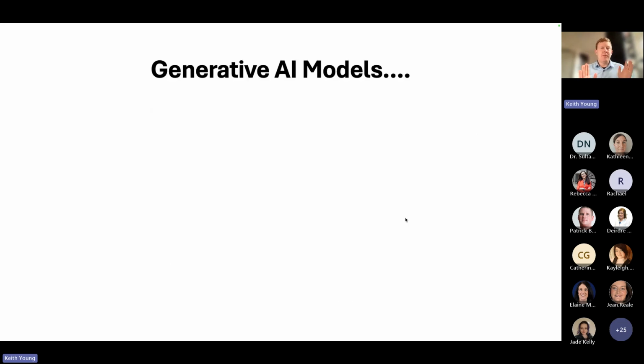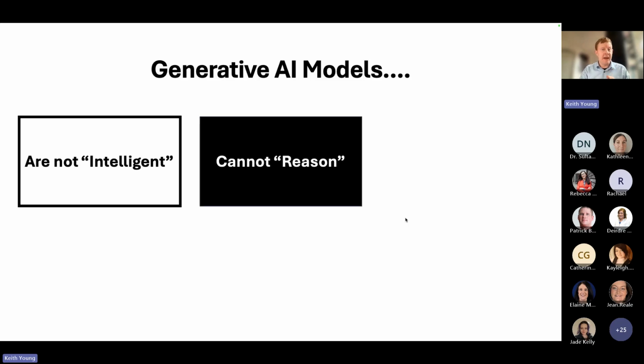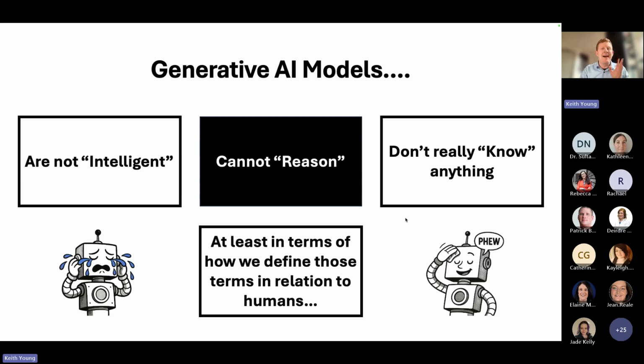Now, I want to start with generative AI models, and I'm going to start with a few statements that I hope won't be too controversial. Generative AI models are not intelligent, they cannot reason, and they don't really know anything. And that's kind of upset my little embodied AI robot down there in the bottom. At least in terms of how we define those terms in relation to humans.